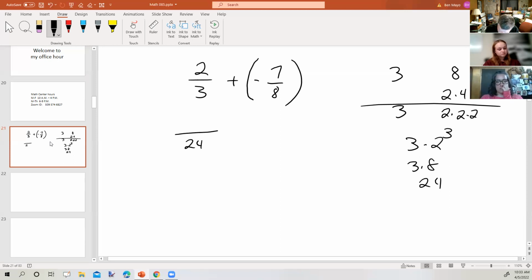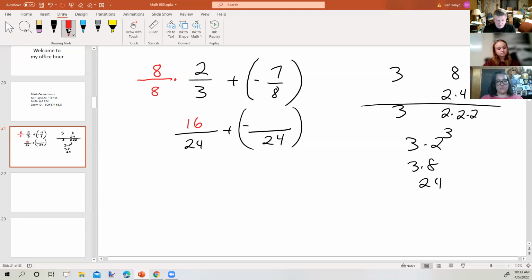So now what I need to do is change 2/3 into something over 24. So I need to multiply the denominator of 2/3 by 8. 8 times 3 is 24. Then I have to multiply the numerator by the same number, 8, so that in fact I'm just multiplying by 8 over 8, or just 1. So my new numerator becomes 16. So basically 2/3 becomes 16 over 24. Those are equivalent fractions, but 16 over 24 has the denominator we desire.